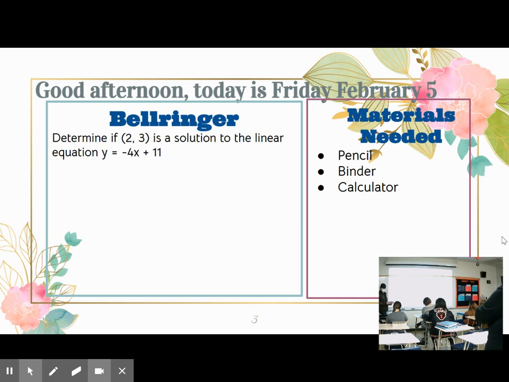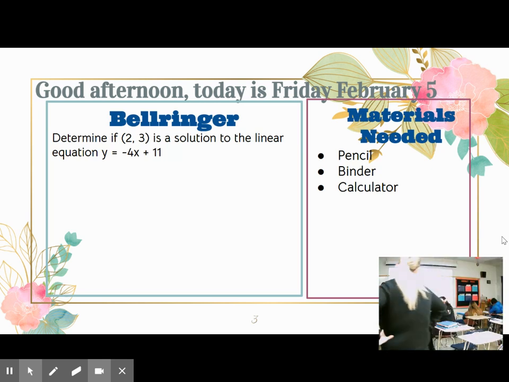I carried the X and Y down and got 3 equals 2 plus 3. And then I got 3 equals 5. And I said, no, it is not a solution. Okay, awesome. Brandon, tell us, do you agree or disagree?